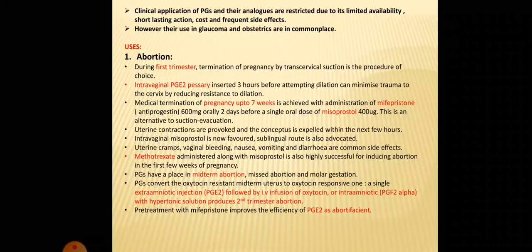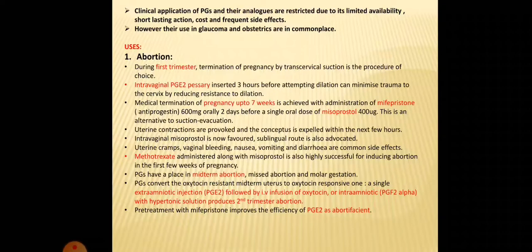resistance to dilation. The medical termination of pregnancy up to 7 weeks is achieved with administration of mifepristone, which is an antiprogestin drug, 600 mg orally 2 days before a single oral dose of misoprostol, 400 microgram. This is an alternative to suction evacuation. The uterine contractions are provoked and the conceptus is expelled within the next few hours. The intravaginal misoprostol is now favored, but the sublingual route is also advocated.